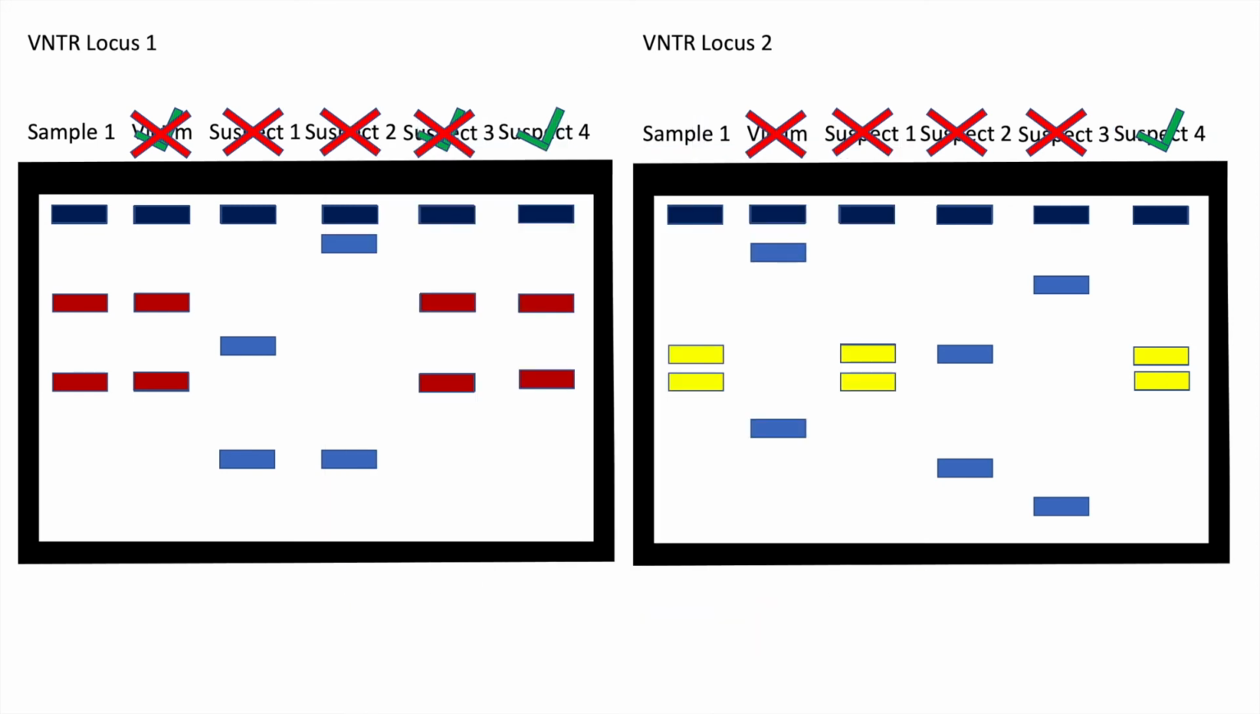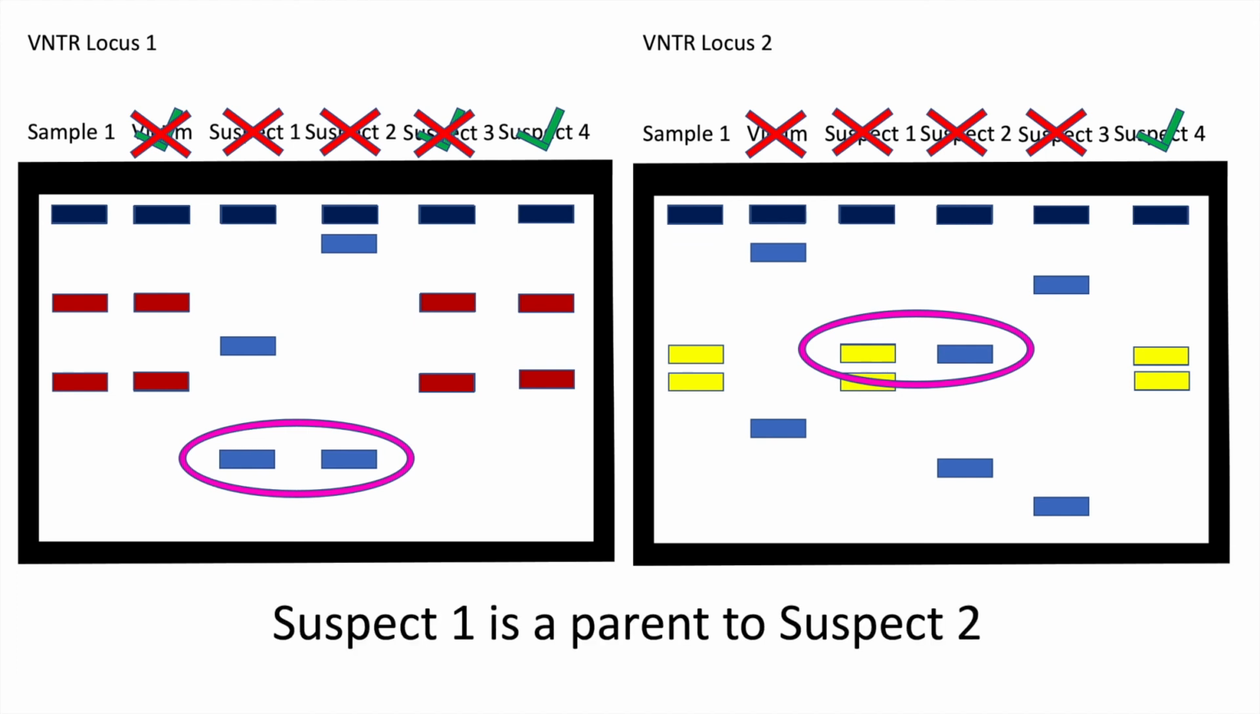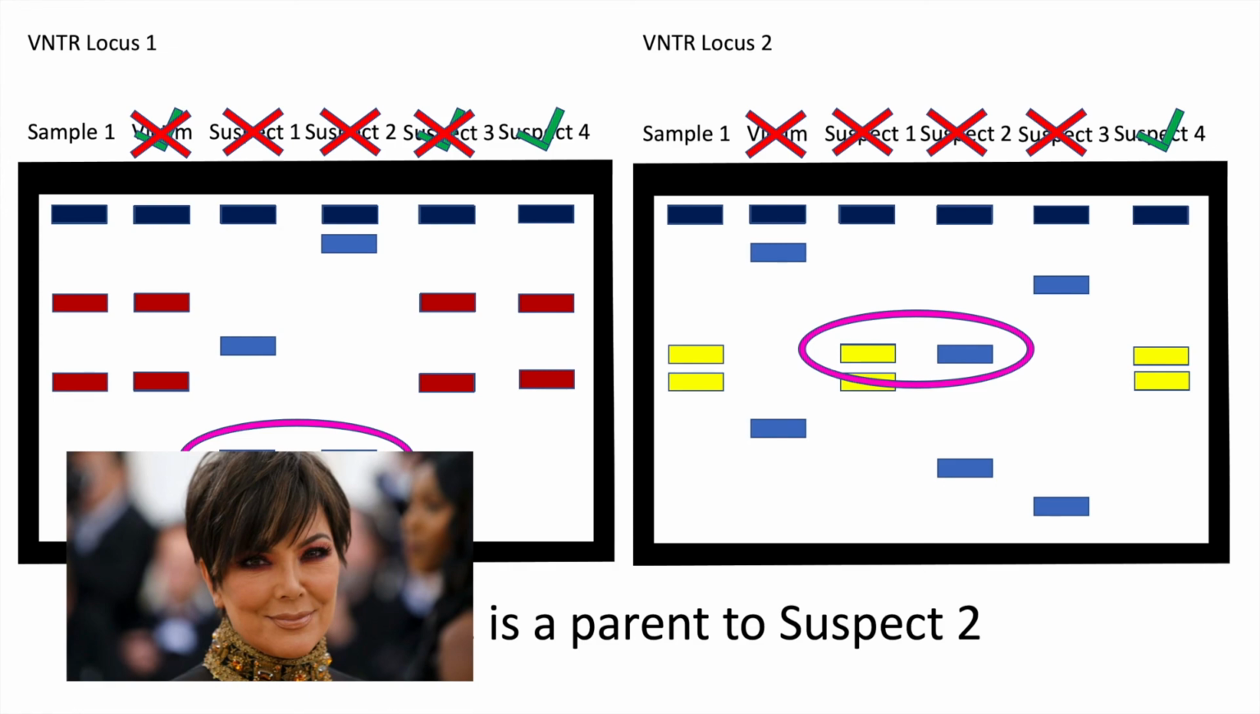It should be noted that we can also see how a parent is related to their child from suspects 1 and 2. In both loci analysis, we can see that suspect 1 and 2 both share one allele with each other, which indicates that they probably share a parent-to-child relationship. This is due to the idea that a child receives one allele from one parent and another from the other parent. This makes sense since Kris Jenner is the parent to Kim Kardashian.